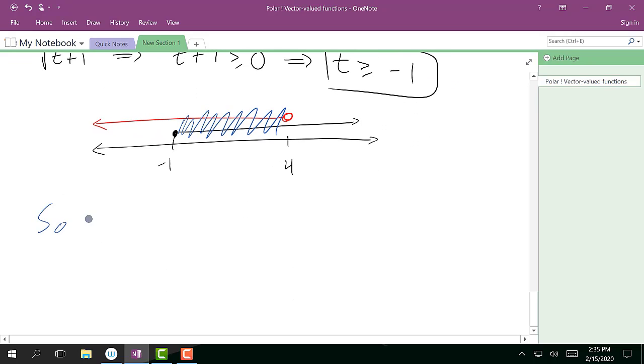So we conclude that our domain for r of t is negative 1 to 4, with a closed bracket at negative 1 and an open parenthesis at 4.